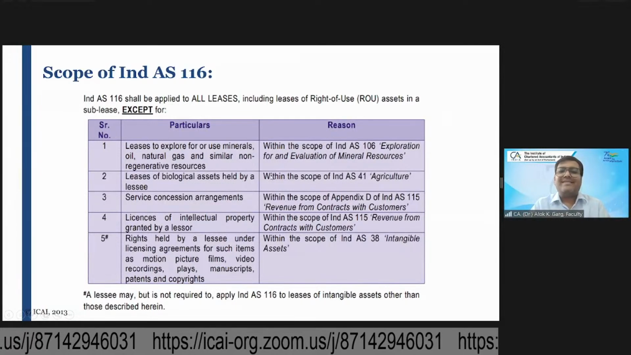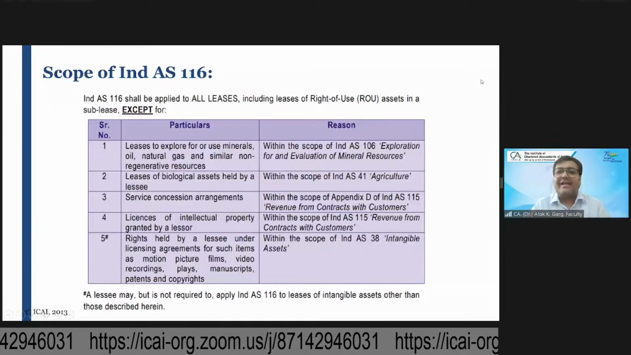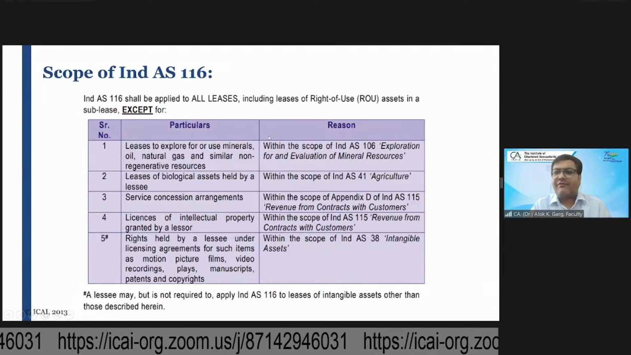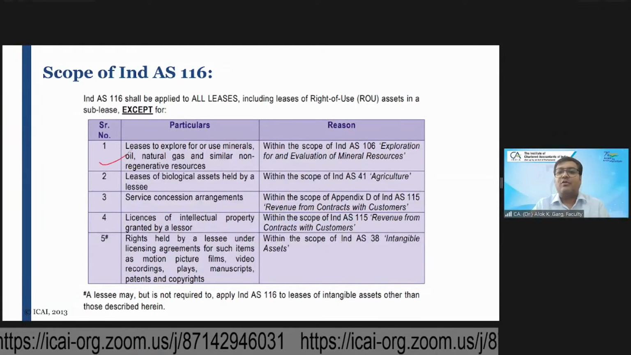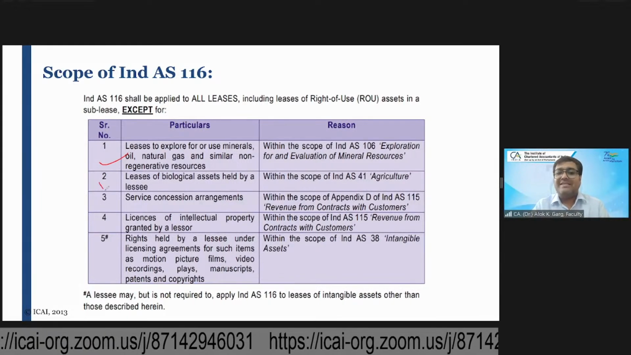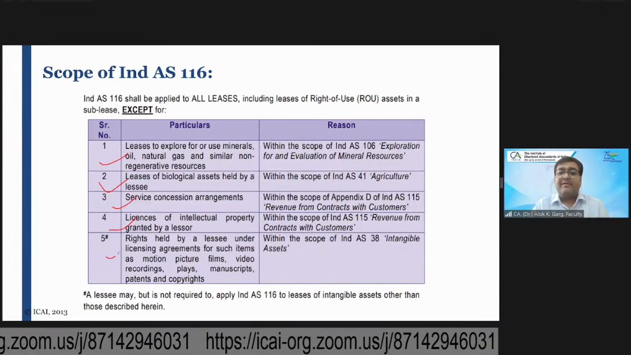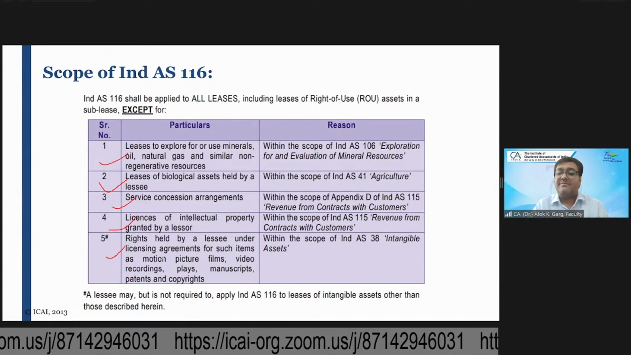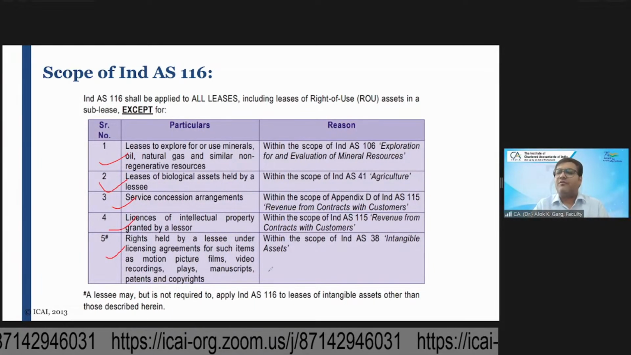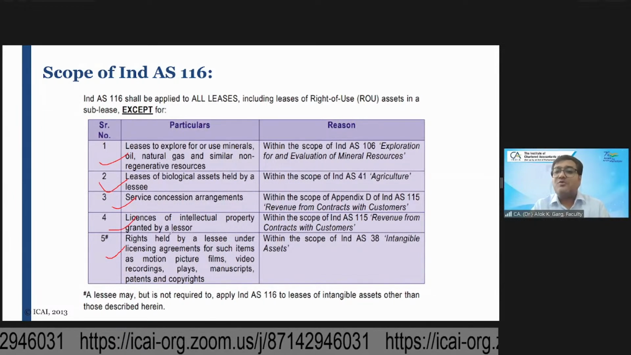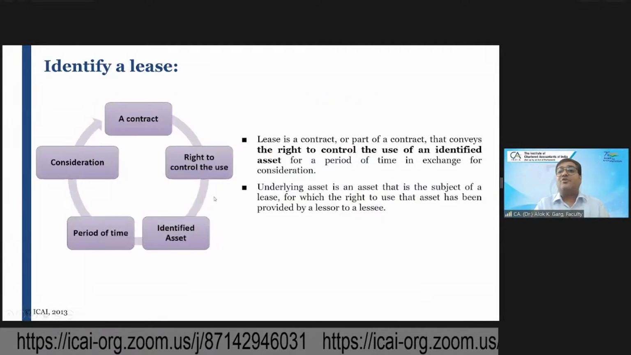In scope of Ind AS 116, this Ind AS 116 is applicable to all the leases, including lease of right of use asset in sublease, except there are a few things for which Ind AS 116 is not applicable, like leases to explore for use of mineral oil, natural gases, leases of biological assets, service concession arrangements, licenses of intellectual property, rights held by a lessee under licensing agreement for such items as motion picture film, video recording, plays, manuscript, patent, and copyright. This is just for your reading, correct? So these are some exclusions which are given. Otherwise, Ind AS 116 is applicable on all the lease contracts, provided it meets the definition of a lease.